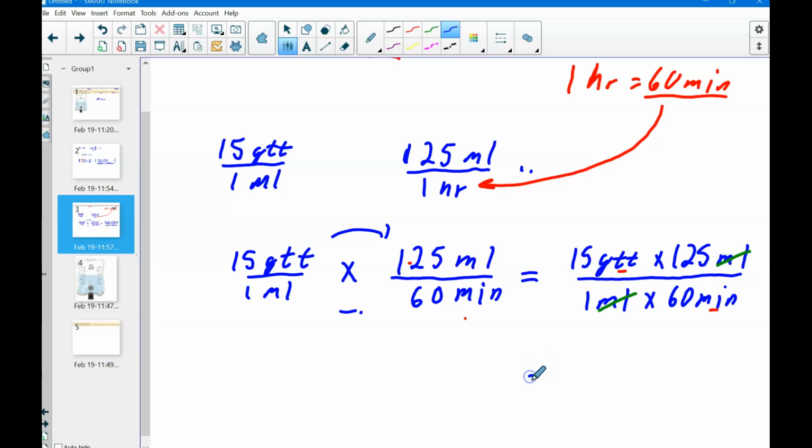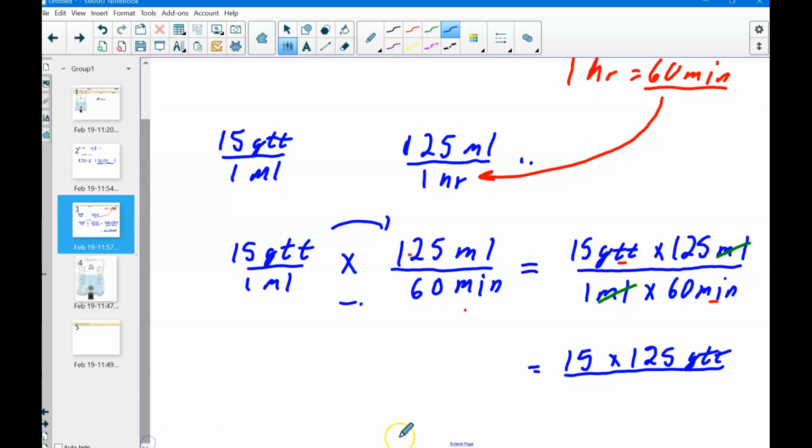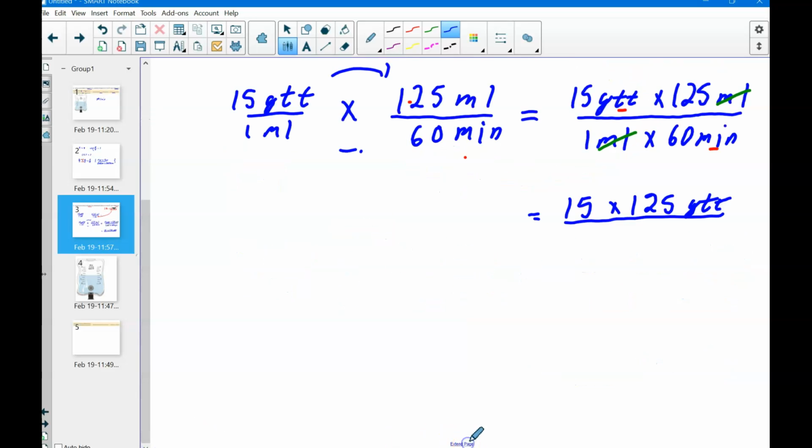We can go 15 times 125. And the GTT, the drops, remain. On the bottom, the 1 can disappear, it's just times by 1. You see I have 60 minutes. And the units are looking good, GTT per minute, but these numbers look really messy.